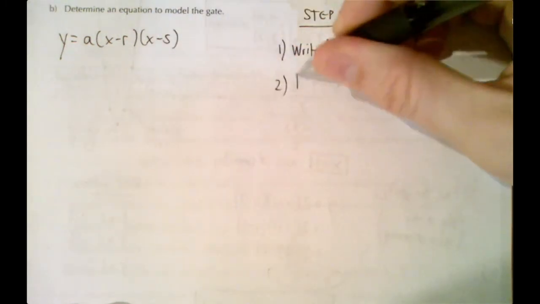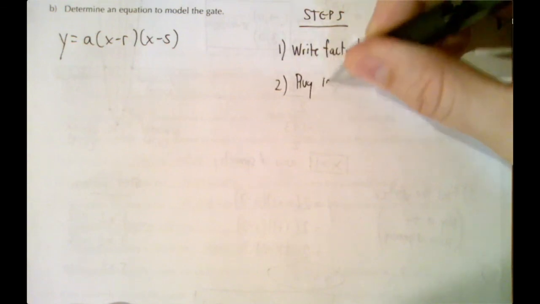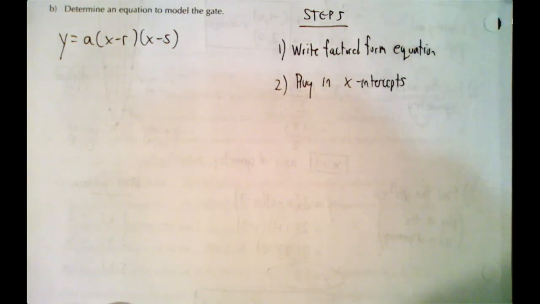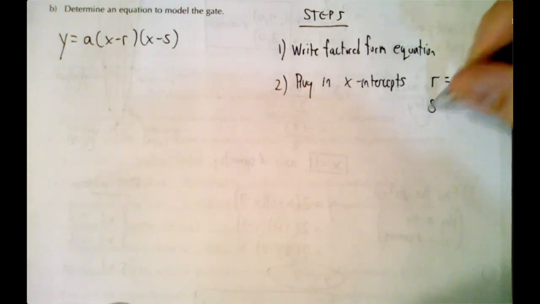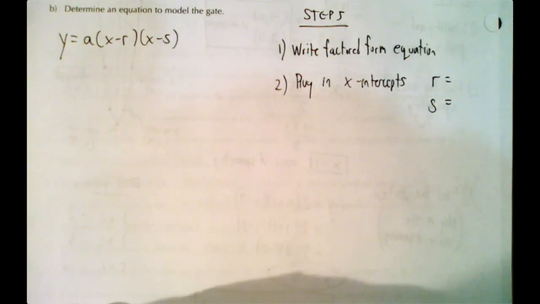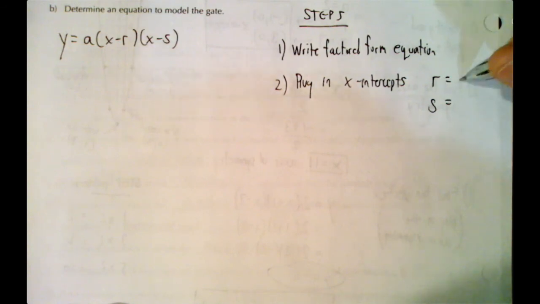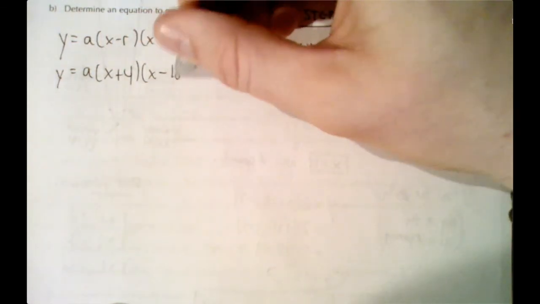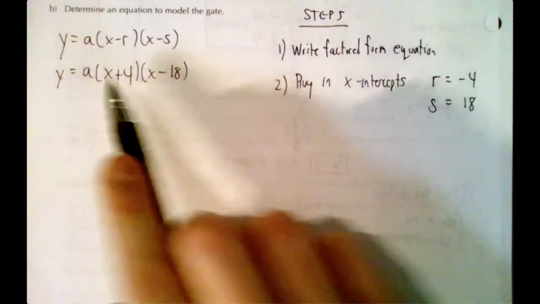Step 2, plug in x-intercepts for r and s. Well, our x-intercepts are -4 and 18. So we're going to plug in -4, x minus -4 would be like +4, and x minus s would be like -18. Remember, opposite signs.